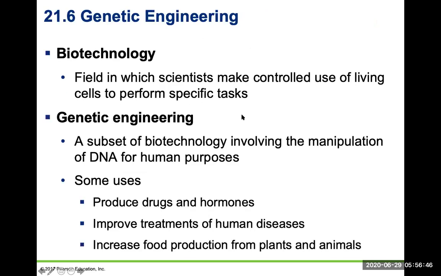Biotechnology is the field in which scientists make controlled use of living cells to perform specific tasks, and genetic engineering is a subset of this biotech field, which involves the manipulation of DNA for human purposes. Some uses are to produce drugs, hormones, improve treatments of human diseases, and increase food production from plants and animals. So if you want good job security, you can go into genetic engineering.